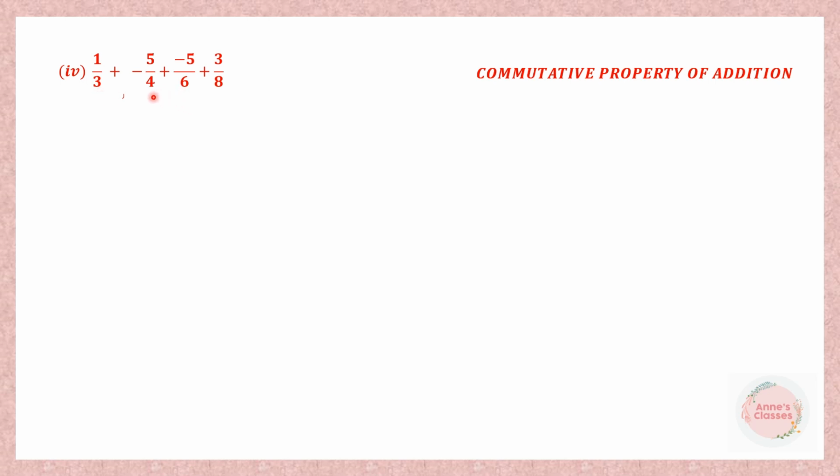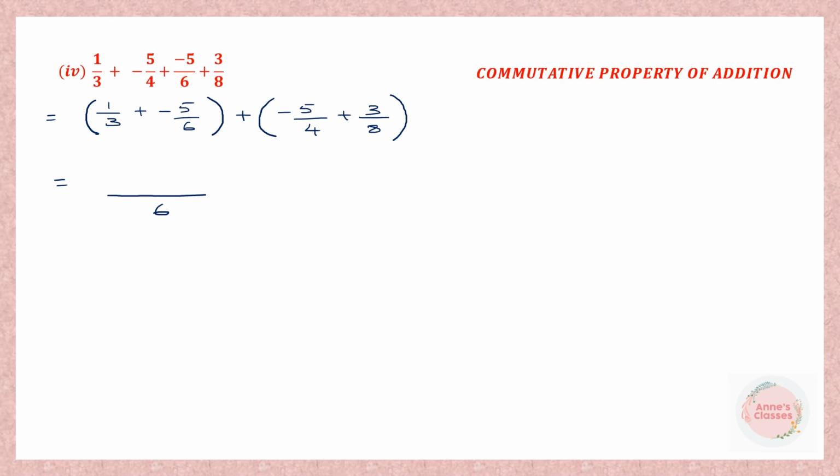Another group with the denominators 4 and 8. So let's do that. So 1 by 3 plus minus 5 by 6. This is the first group. Second group is minus 5 by 4 plus 3 by 8. So this is the second group. Look at the first group. Now the LCM of 3 and 6 will be 6.